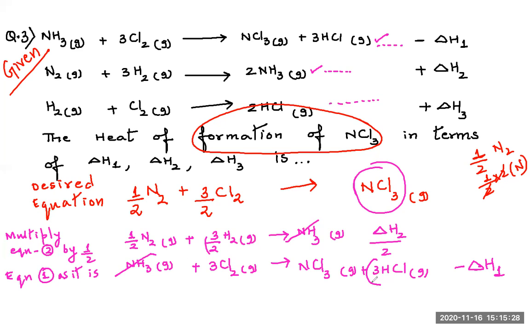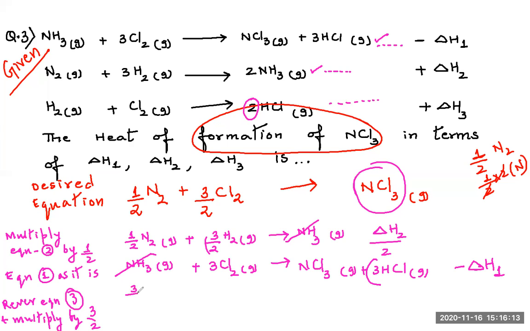Okay, what do I want to nullify? I want to nullify 3HCl on the right using equation 3 because that is only having HCl, but it has 2HCl on the right. But to cancel it, I want it on the left, so I say revert equation 3. But if I revert it, 2HCl will come, but I want to cancel 3HCl, so I want this 2HCl to be 3. So what do I do? Multiply by 3 by 2. Revert and multiply by 3 by 2.